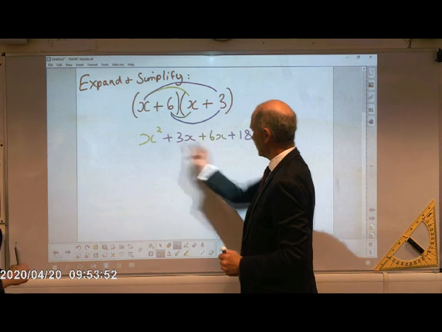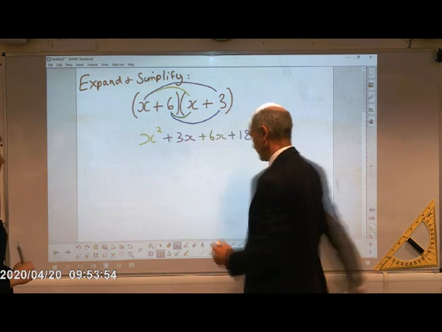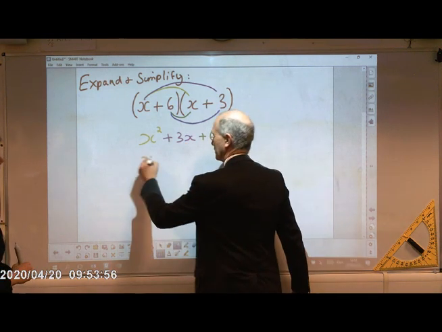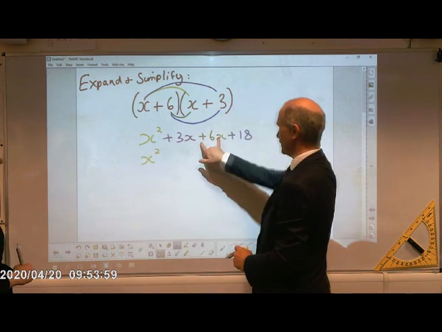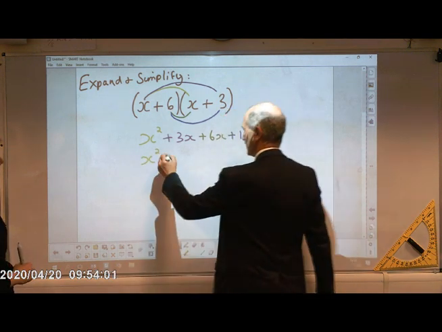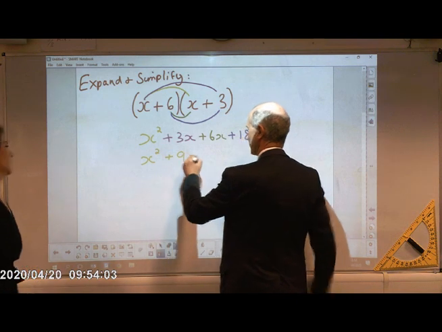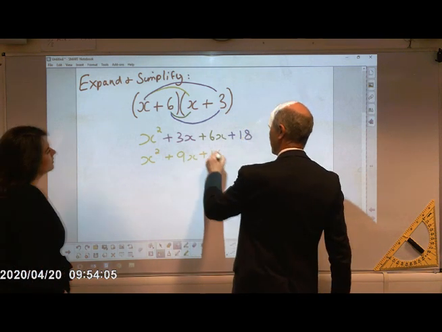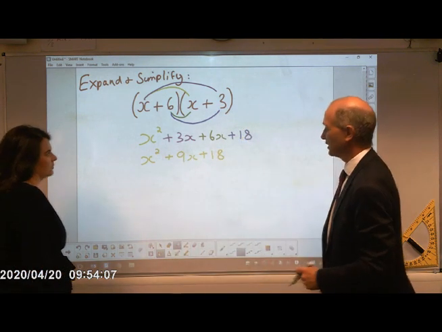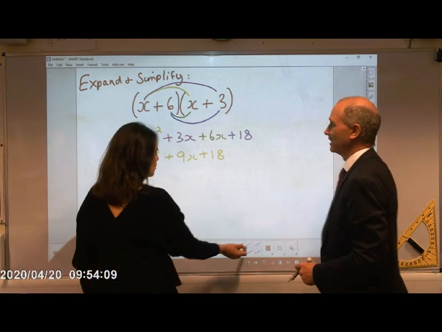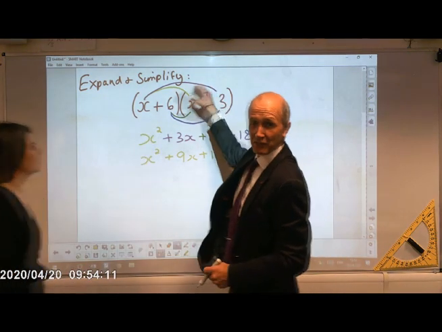Now I'm going to simplify. I can see that these two will add together. That x squared on his own won't do anything. He's just going to stay there. But these two will come together and give me 9x, so plus 9x, and that 18 will just stay on his own as well. Beautiful. Finished. Lovely. That's my method. That is what you call your crab's claw method.